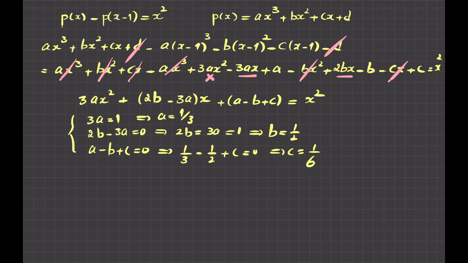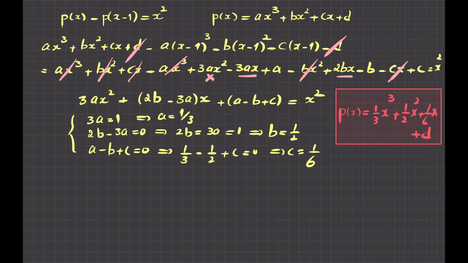Yes, so c is also this one. So what is my p of x? Let me change my color. So the p of x that I was looking for is a polynomial in which a is a third, so it becomes 1/3 x cubed, and then b is 1/2 x squared, c is 1/6 x, and then you see that d is an arbitrary real constant, and that is exactly the first part of the problem.